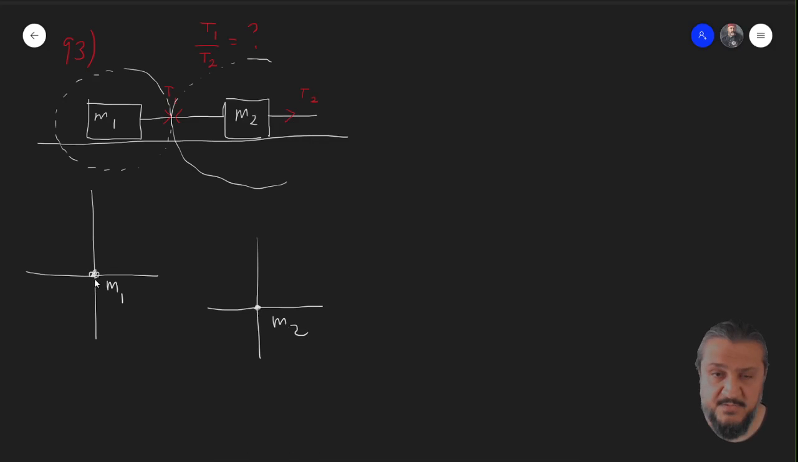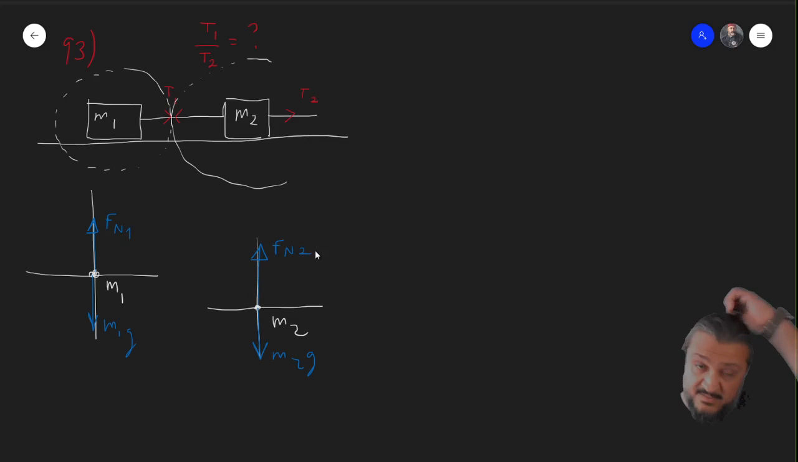Okay, so I said we don't need the weights, but let me just show them. M2G and M1G. And of course the normal forces FN1 and FN2, they're separate, right? So they're not equal. But the real interest here is the tensions.